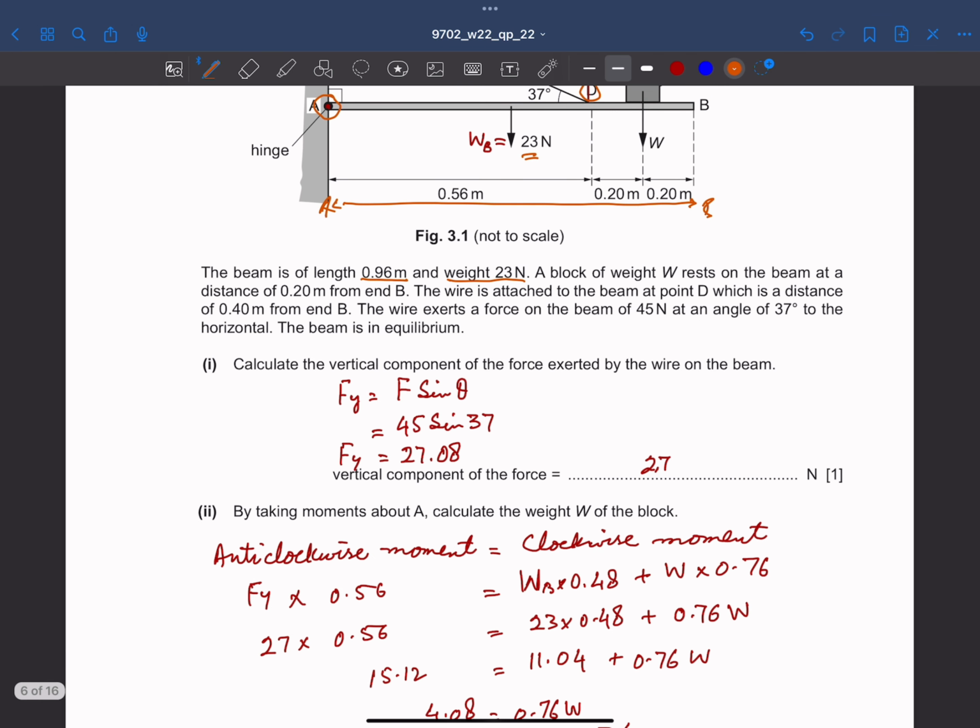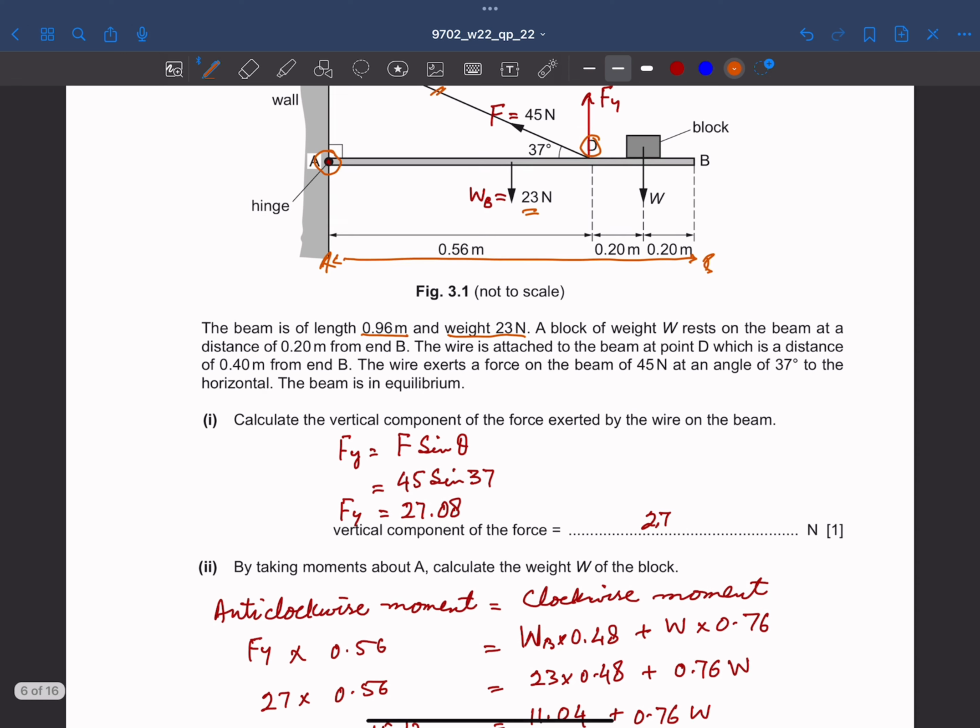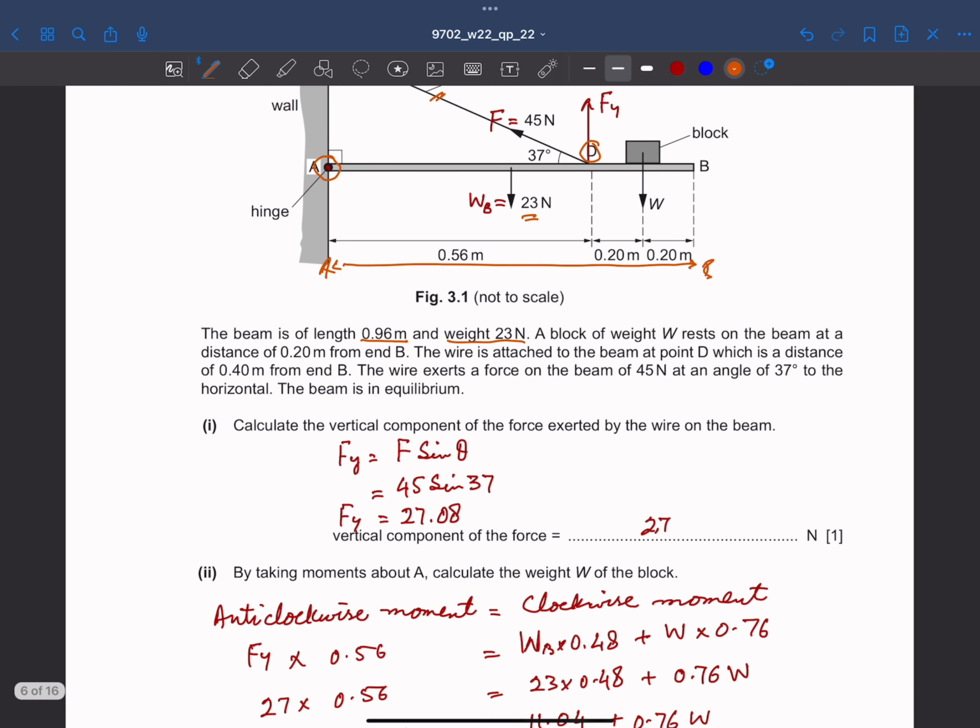A block of weight W rests on the beam at a distance of 0.20 meter from B. So here you have this weight at this distance, 0.20. The wire is attached to the beam at point D, which is a distance of 0.40 meter from B.